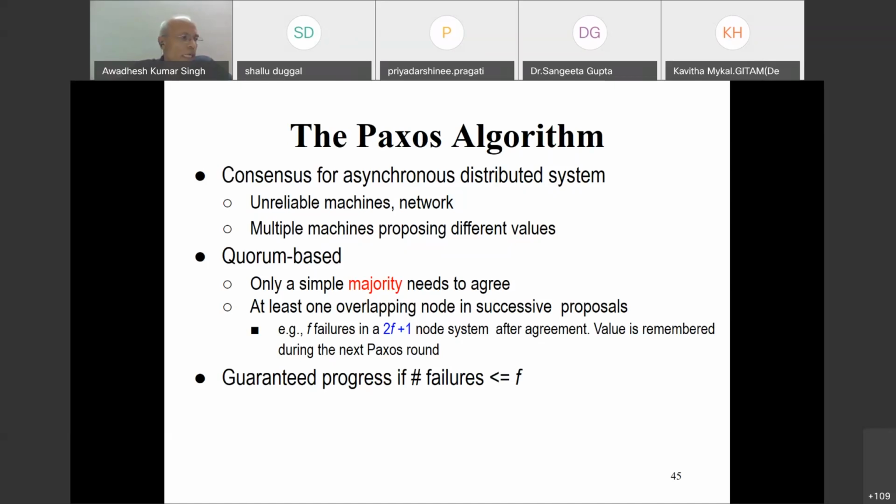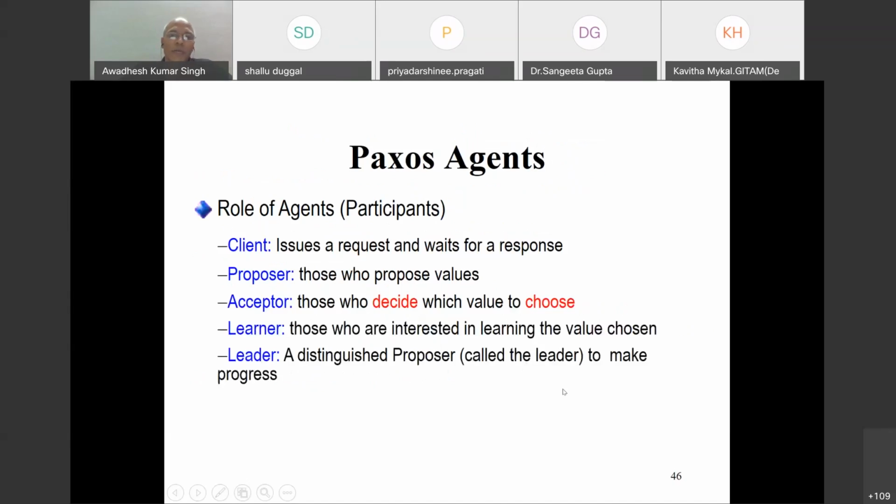For example, there are 100 members of that house. Then what 51 decide, the rest 49 need to follow. So that's how a majority works. So if there are F faulty processes, then 2F plus 1 nodes are required in the system, and they guarantee progress. This is the setting of this Paxos algorithm. The question is how it works.